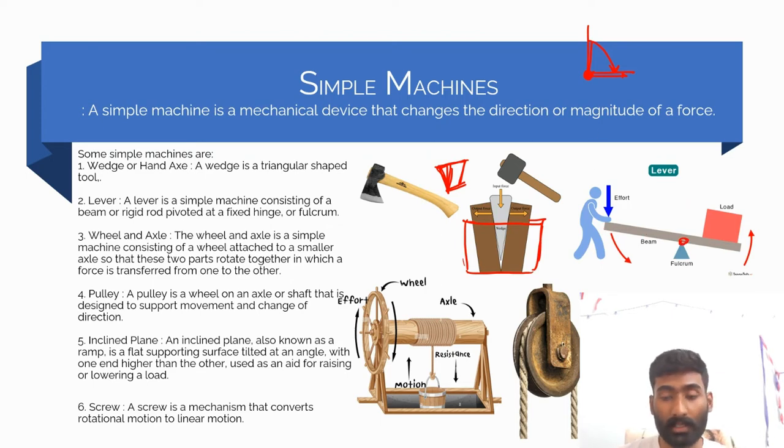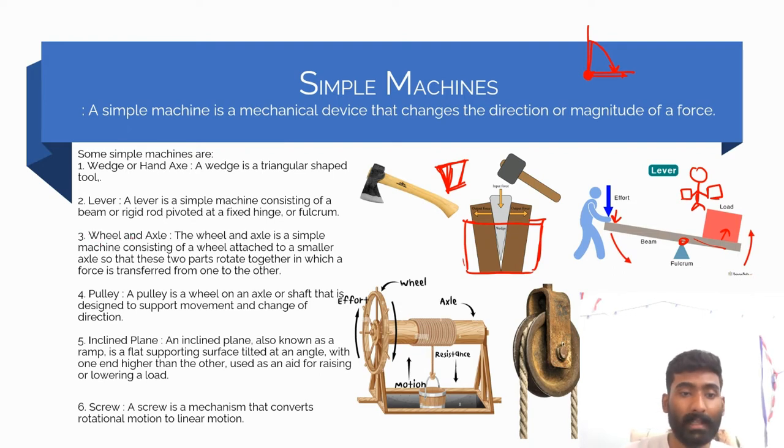All these machines are there to reduce the load or reduce the effort applied by a human. So when you put the load on the beam and you push it downwards, it will get up easier than picking it up by your hands.